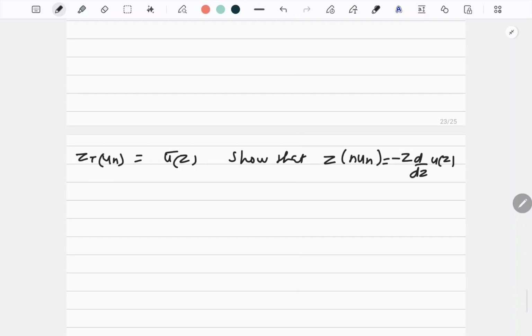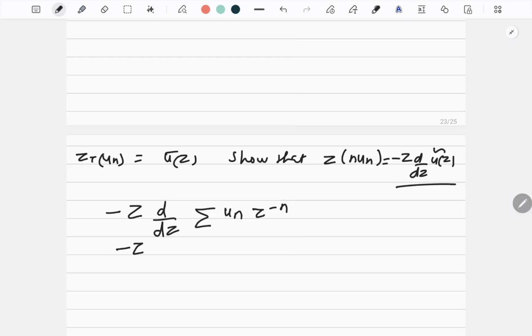Now show that z transform of nun is equal to minus z d by dz of uz. So let me start with the right hand side. So minus z d by dz of uz is what? Uz is basically summation of un z to the power minus n. Right? Now this was actually uz. So we have just replaced this uz by its definition.